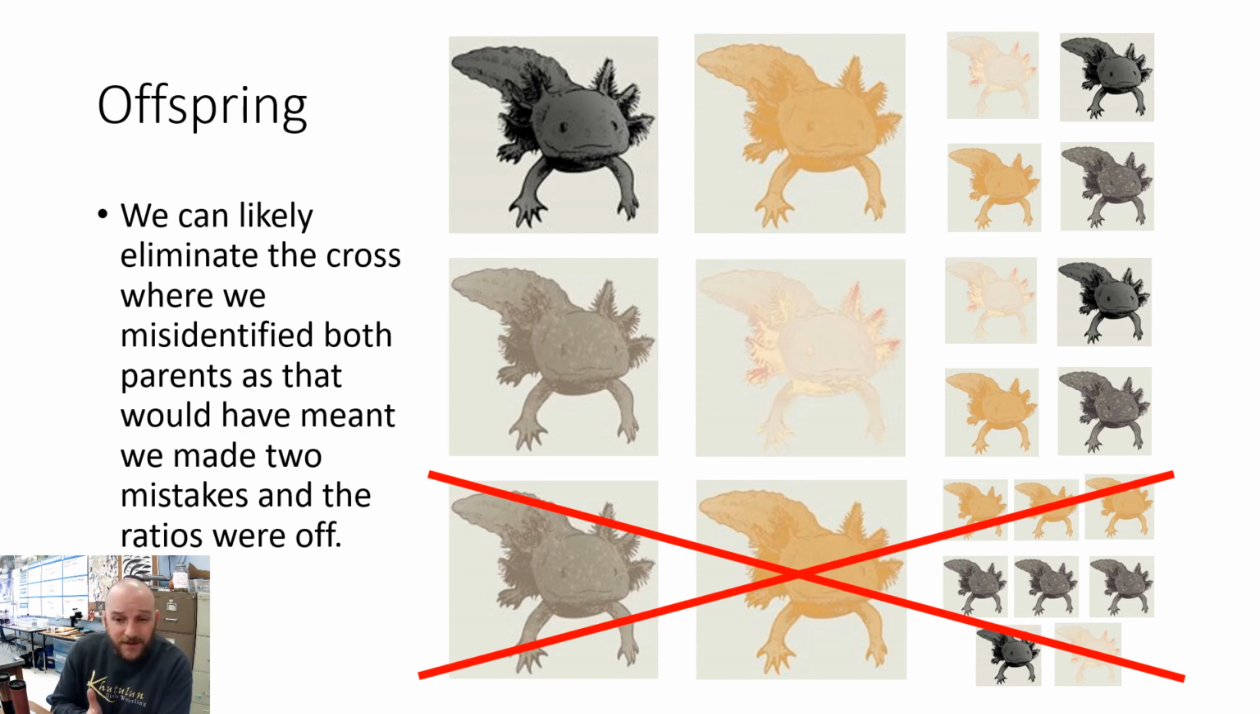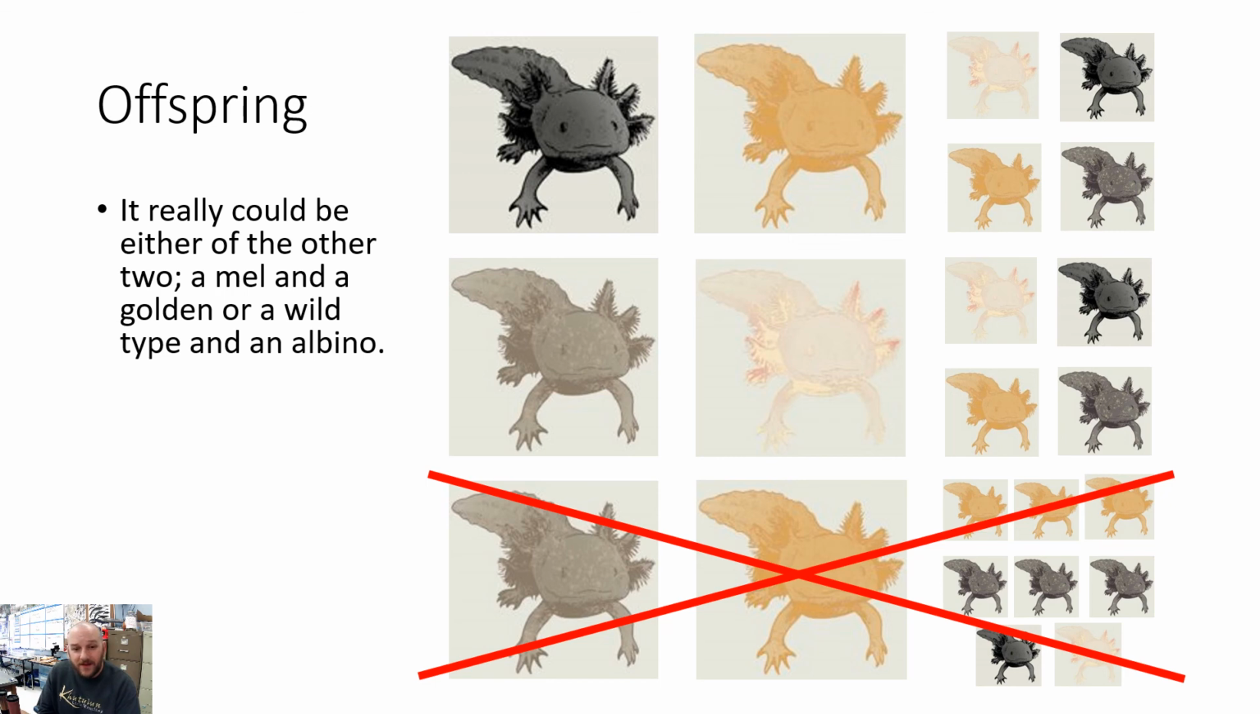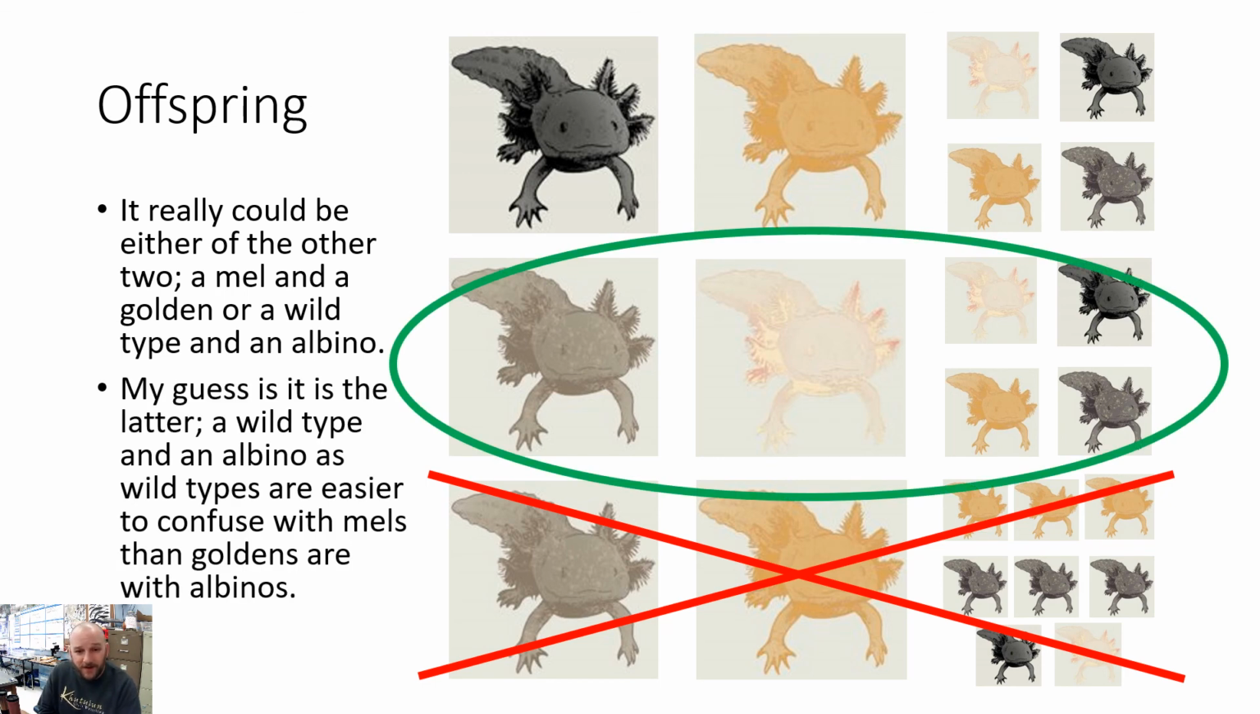Which of the other 2 makes the most sense? Well, again, either one of them would have worked. My guess is what we had was a wild type parent and an albino parent, simply because I think it's a lot easier to mistake a wild type for a melanistic than it is an albino for a golden. But either one of those outcomes could work, and I think either one of them explain our results pretty well. But that explains cross E and our misidentification of the parents.